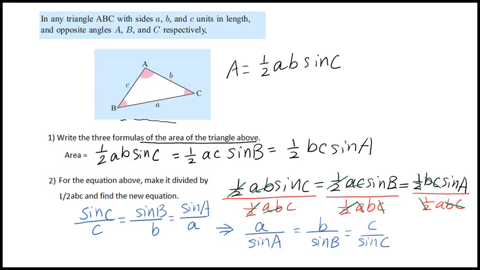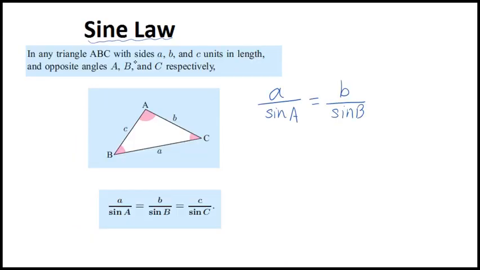We call this the Sine Law. So for any triangle, we can write down a over sin A equals b over sin B equals c over sin C. This is always true. Here is the Sine Law: for any triangle ABC, a over sin A equals b over sin B equals c over sin C.